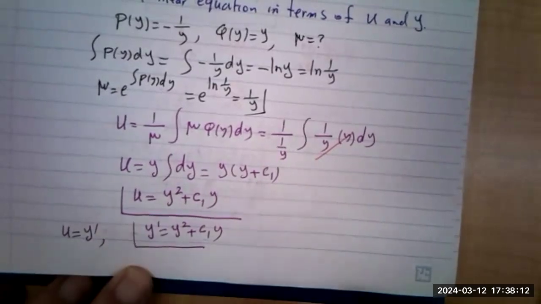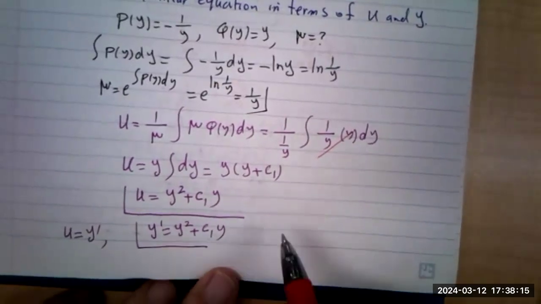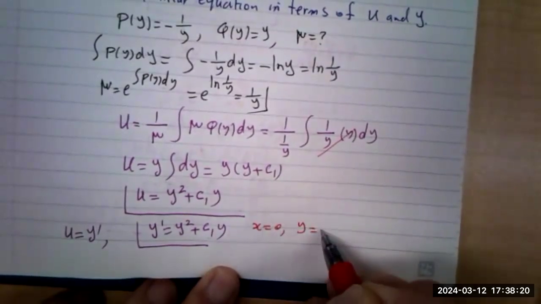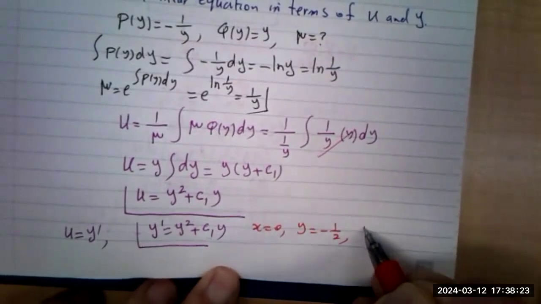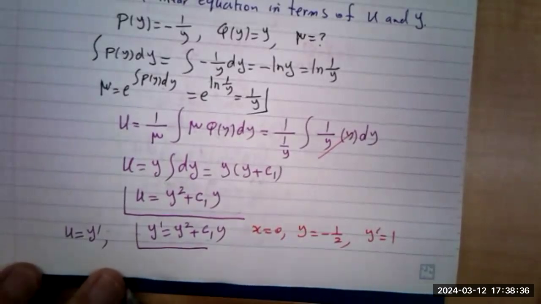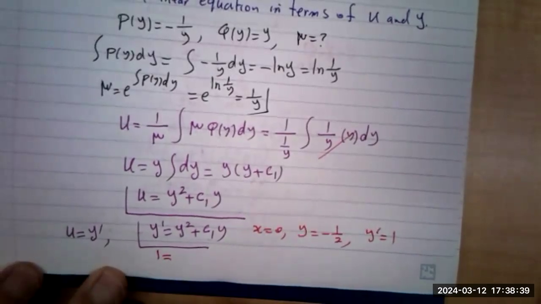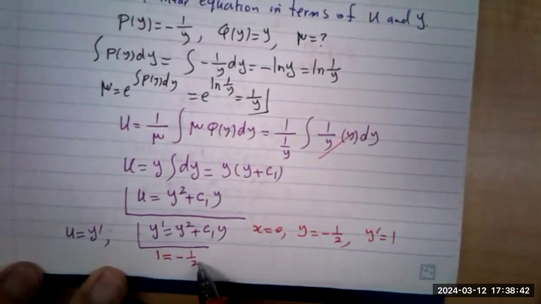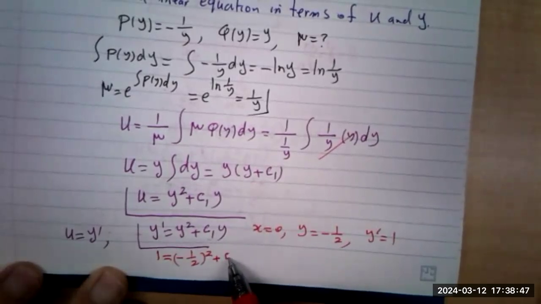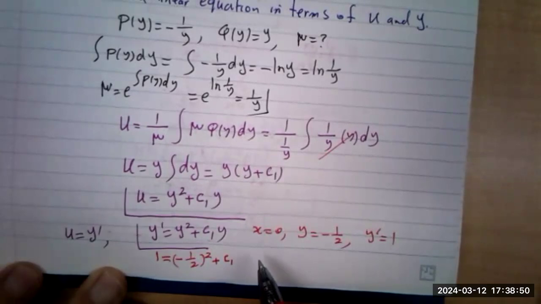Okay. Now initial condition. You see, initial condition is replacing x by 0, y by negative half, and y prime by 1. This is your initial condition. Initial condition gives you at 0, so x is 0. So if you substitute this number, that gives you 1. Okay, that gives you 1. y squared would be negative 1/2 squared, and this is going to be plus c1 times y, which is negative half.